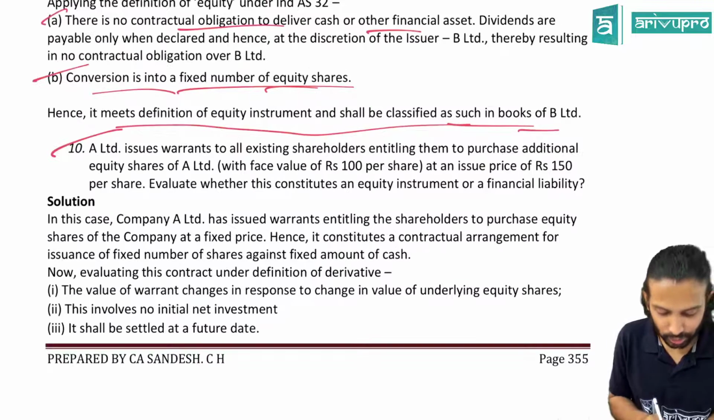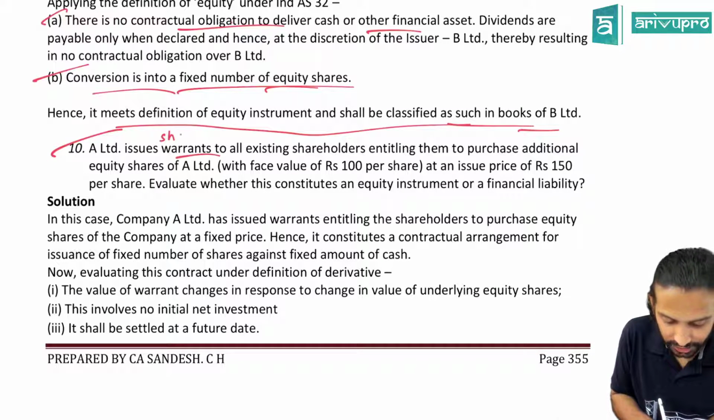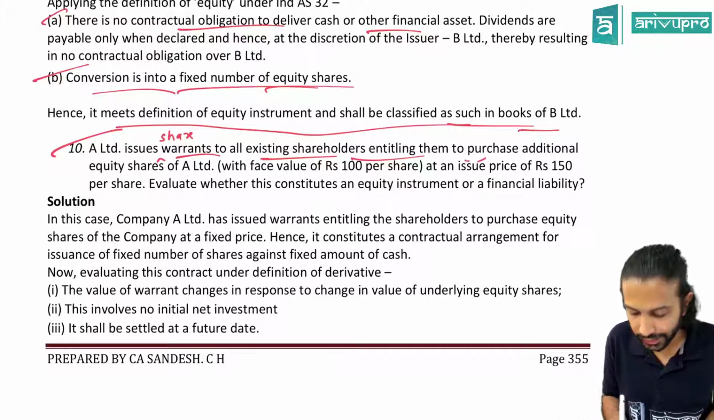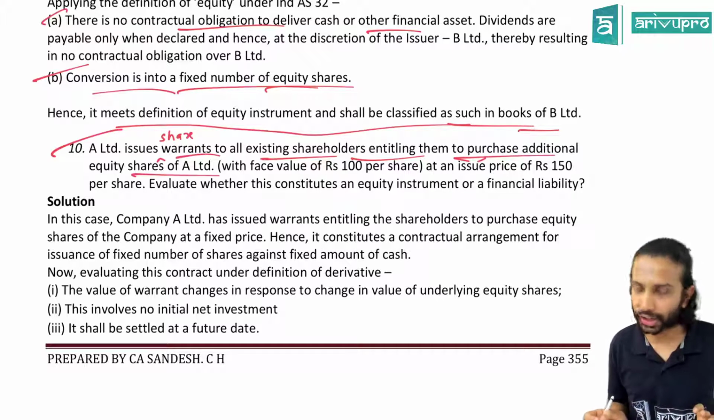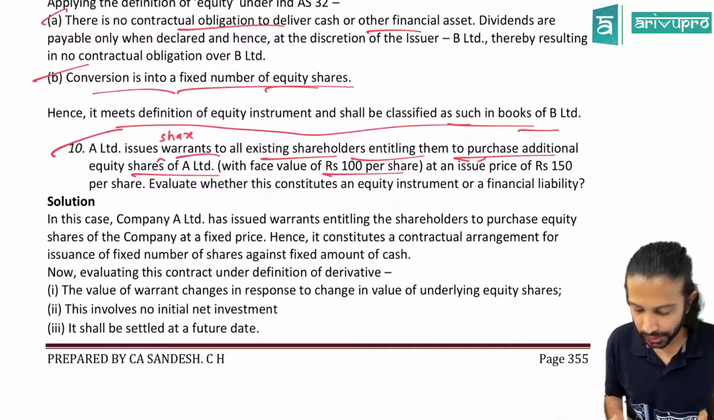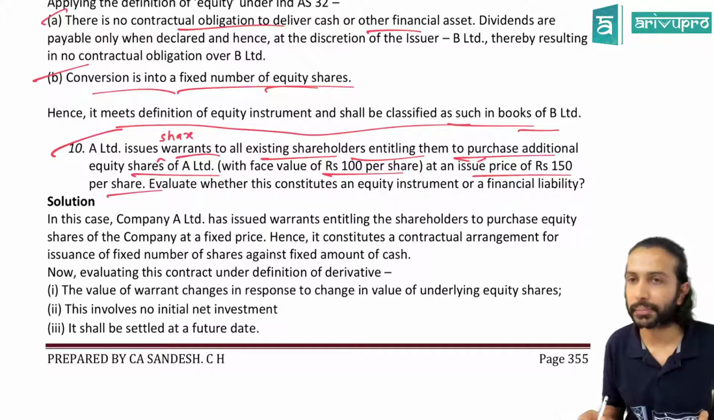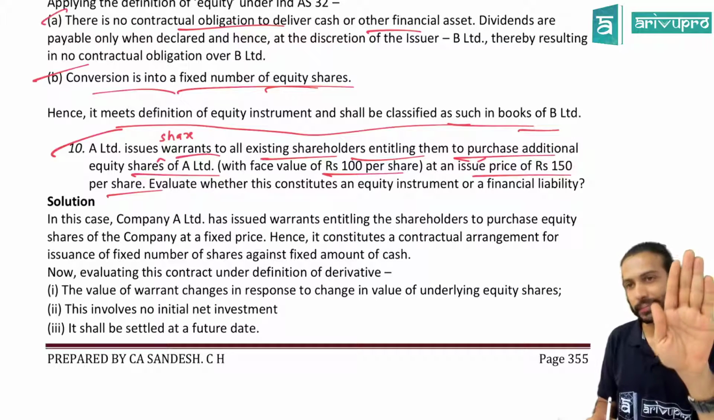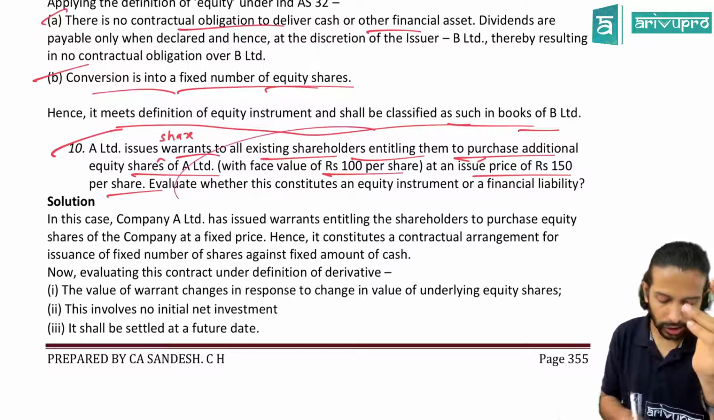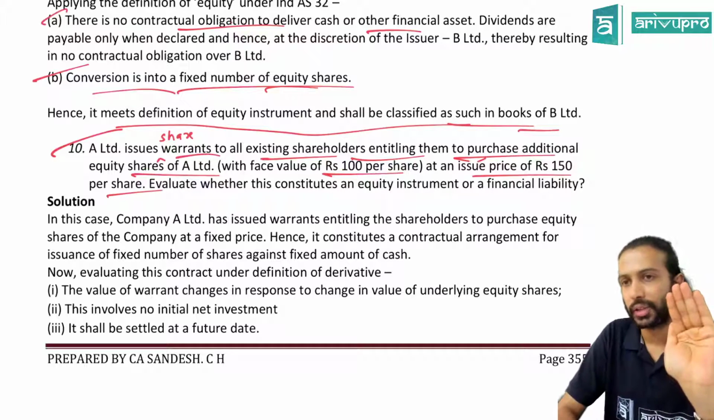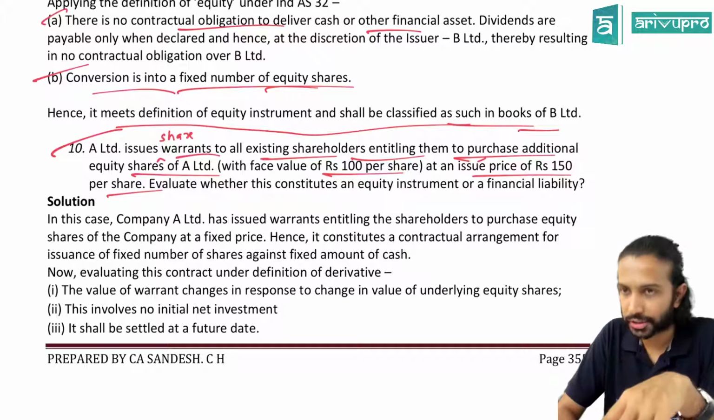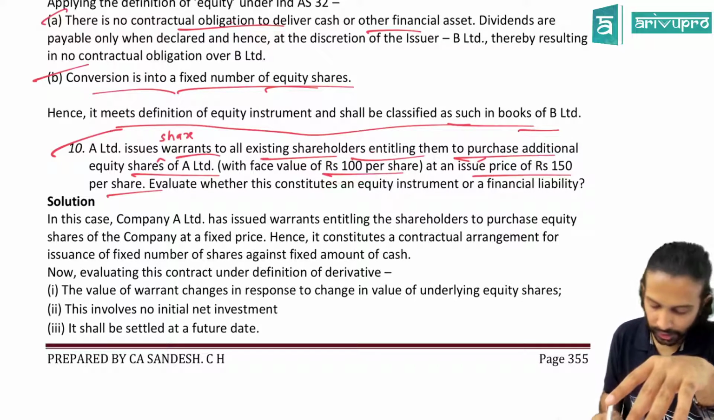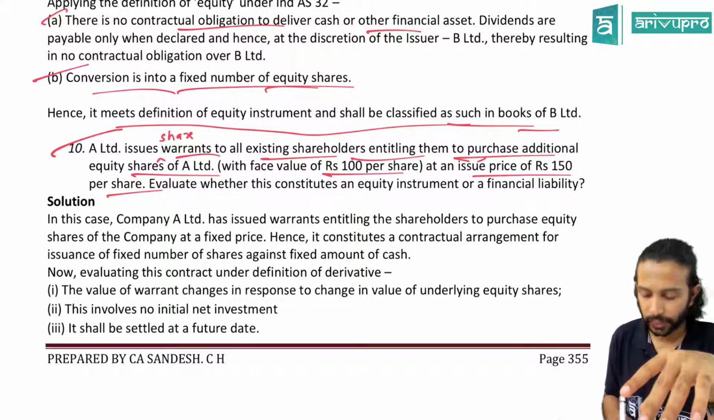A Limited issues warrants. Share warrants they're giving to all the existing shareholders, entitling them to purchase additional equity shares with a face value of 100 per share at an issue price of 150 per share. So we have given some warrants to the existing shareholders. It's a document basically. What does this document entitle, or what does it give? If they want, they can buy more shares, correct? At a fixed price: the face value is 100, but they have fixed the price at 150 rupees.